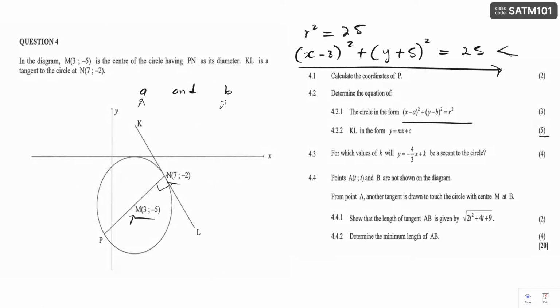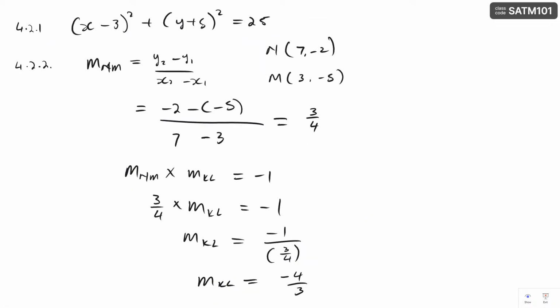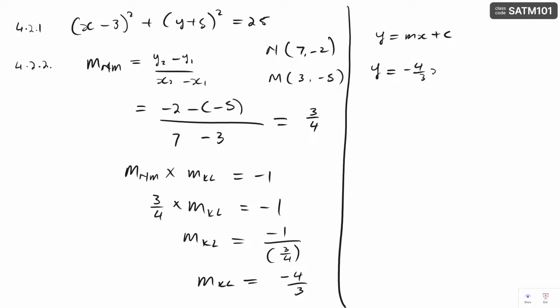So okay, since you have a gradient of the line KL, now you just need to use this point N in order to find the equation. So at least now we are going somewhere. We know we're going to get our 5. So now you are going to say y is equal to mx plus c. So y is equal to -4 over 3 x plus c. So I said we're going to use the coordinate N, which is (7, -2). So here you need to substitute: this is our y, this is our x. So you're going to say -2 is equal to -4 over 3, then substitute 7, and then plus c.